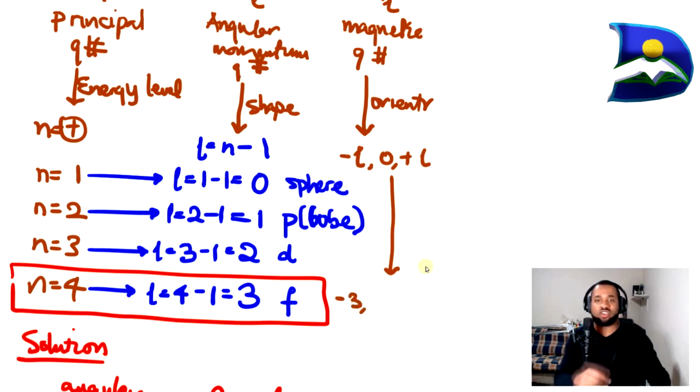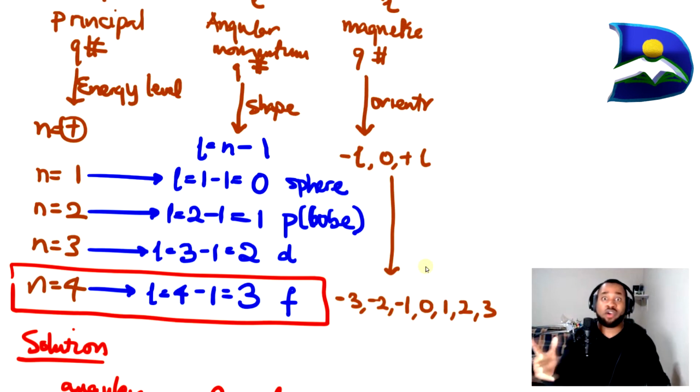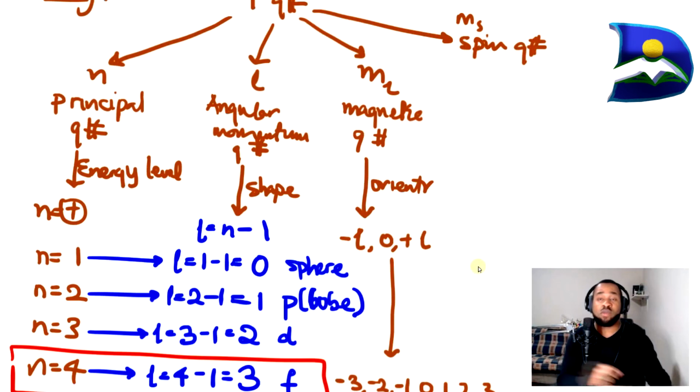The next integer going from right to left on the number line is actually negative 2, negative 1, 0, 1, 2, 3. So in total here, how many orientations do we have in our sublevel? We have 7 orientations, and for each of these orientations, we must have 2 electrons present in each of the orientations.